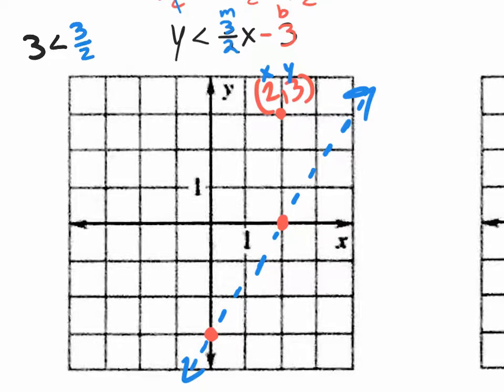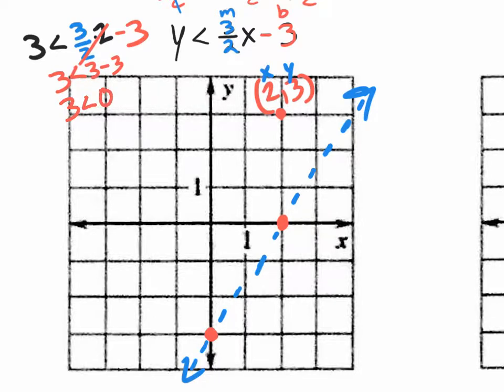But instead of x, what am I going to put? 2. So you're going to multiply by 2 and then take away 3, the b value. We're just testing it. We're plugging it in to see if it works. So when I plug in a 2 for x and a 3 for y, I end up with the 2's canceling out, and I end up with 3 take away 3, and that should be greater than 3.